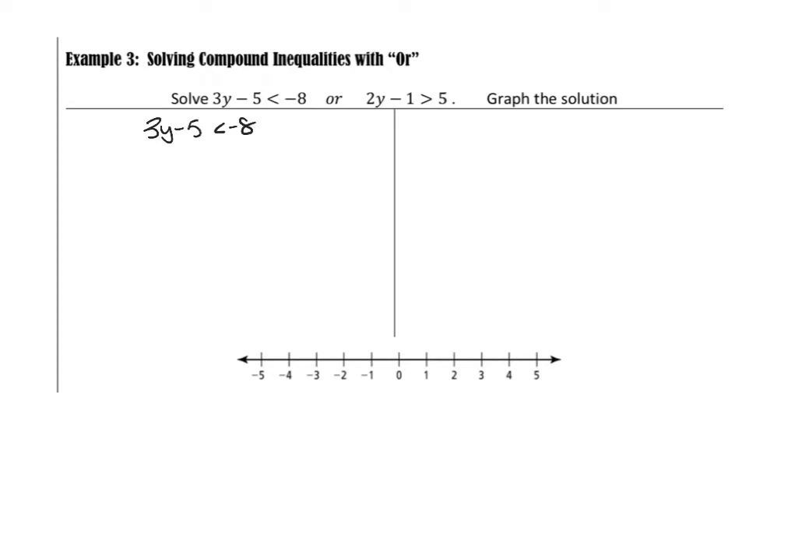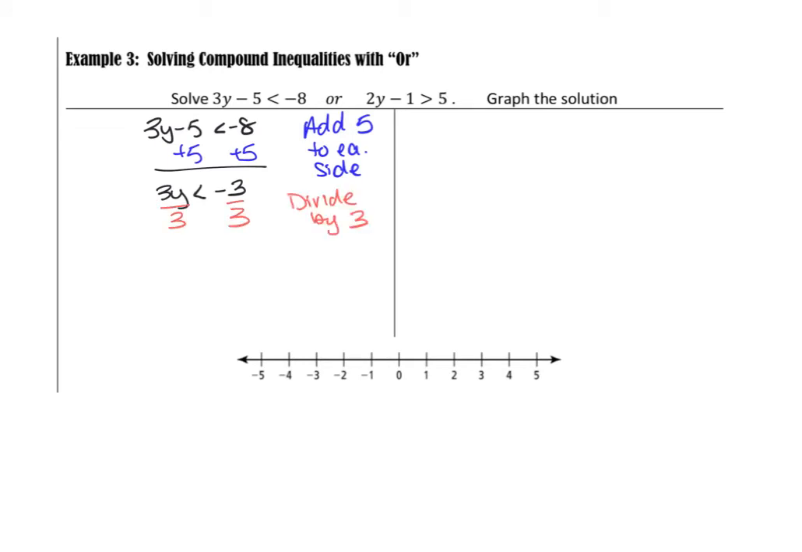So the first thing we need to do to isolate the variable is to add 5 to each side. That's the addition property of inequality. So when you add the 5, you get 3y is less than negative 3. And then to get rid of this coefficient, we're going to divide everything by 3. So remember, I'm dividing by a positive number, so there's no need to switch my sign. So the 3's on the left will divide out to a 1. So y is less than negative 1.